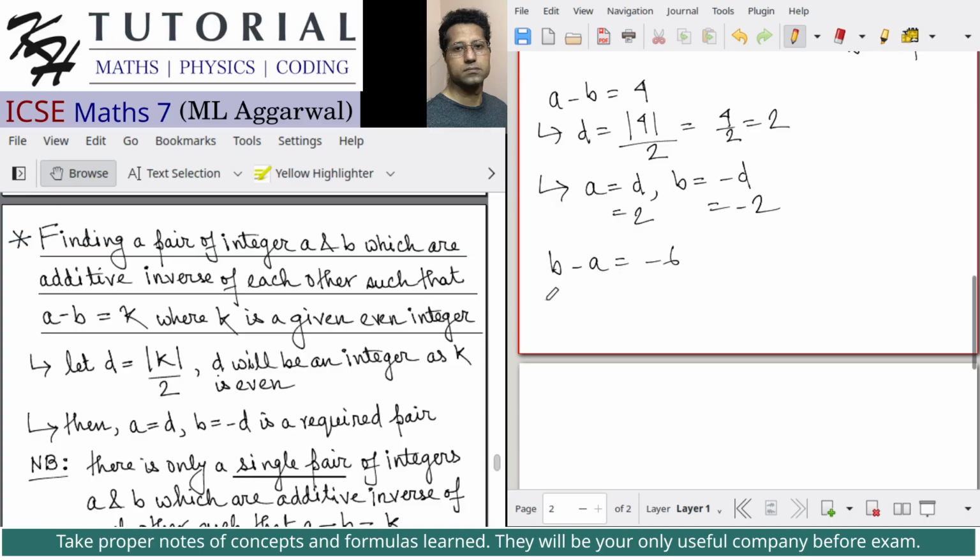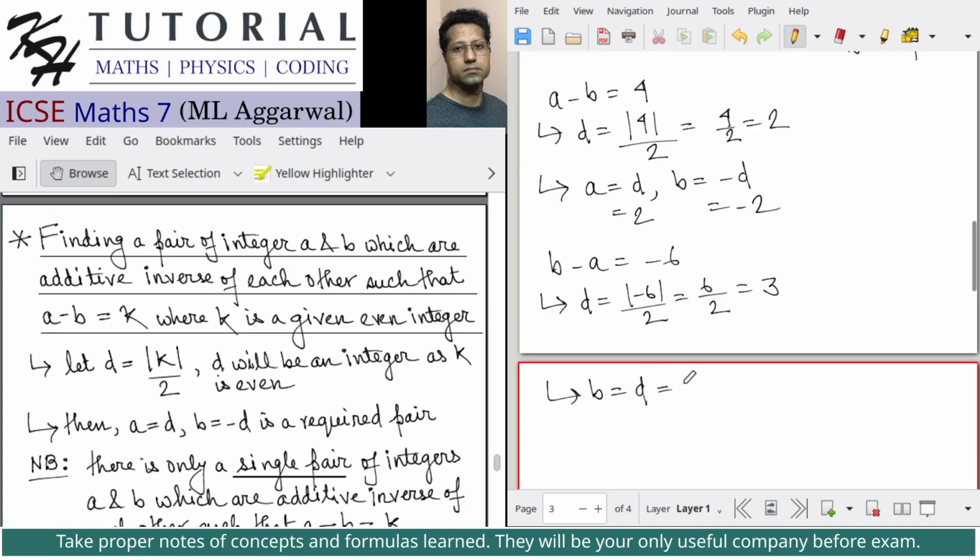As per the steps, first compute d, which is the absolute value of k by 2, which is the absolute value of minus 6 by 2. This is equal to 6 by 2, which is equal to 3. Now remember, this time b will be equal to d, which is equal to 3, and a will be equal to minus d, which is equal to minus 3. If we are given a minus b is equal to k, then we will say that a is equal to d. But if we are given b minus a is equal to k, then we will say b is equal to d and a is equal to minus d.